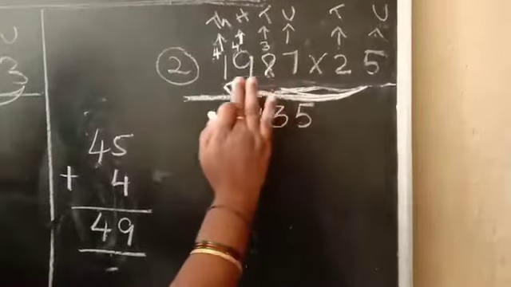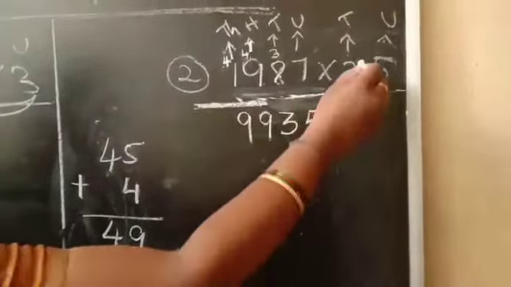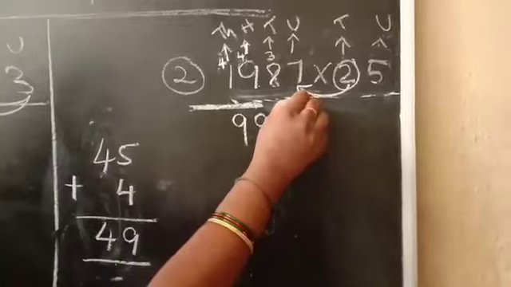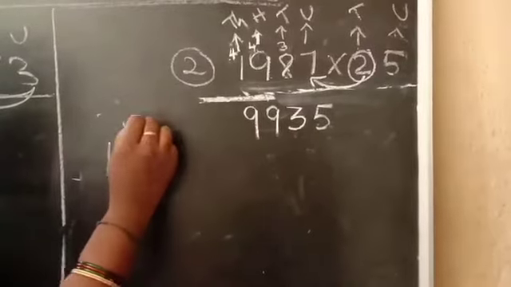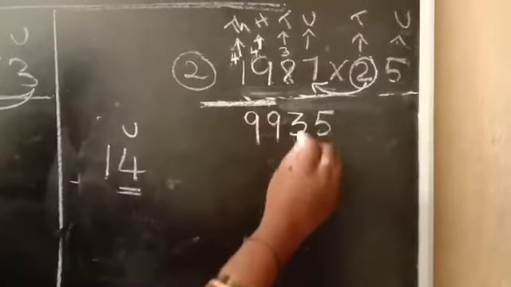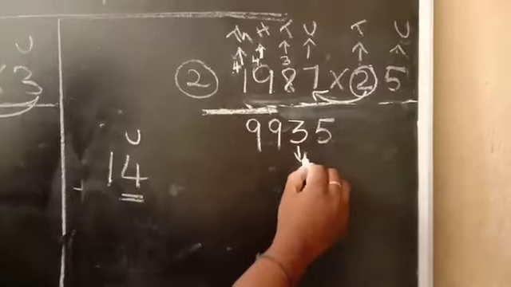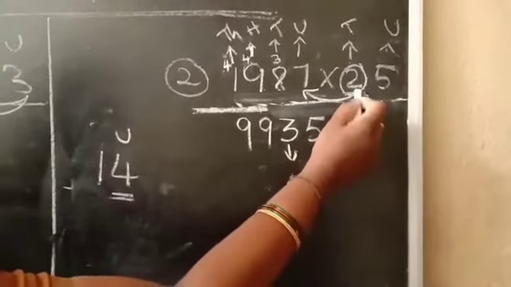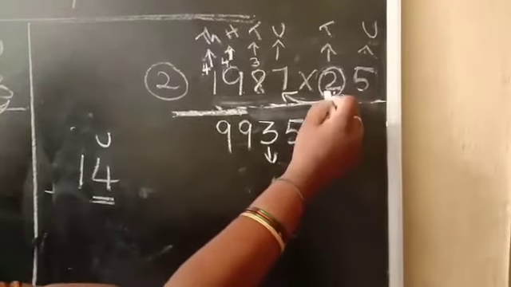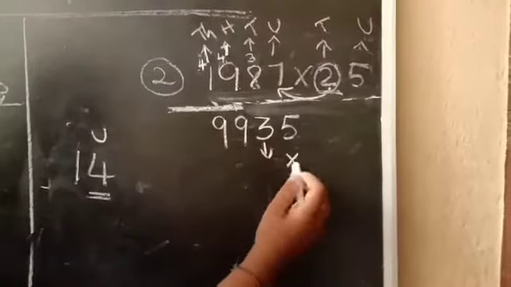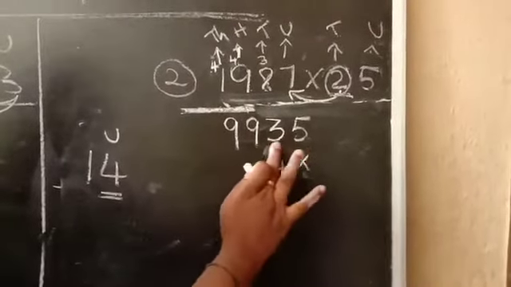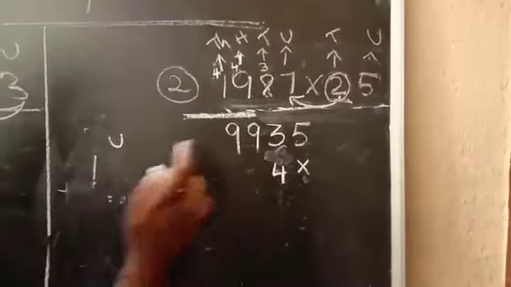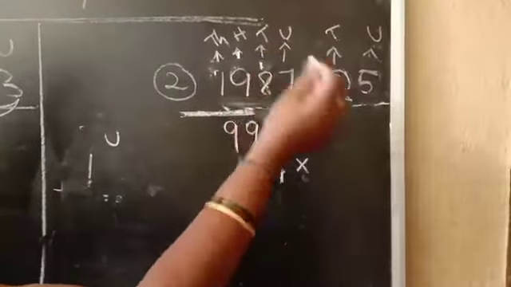Then we are going to multiply the tens place. In tens place we have 2. 2 into 7, 14. So 14, 4 is there in unit place, but we are going to write it in the tens place. Why? Because 2 is there in tens place, the value is 20. So here we are not going to write any number, we'll start from tens place. This 4 should be written in tens place. 1 should be carried on tens place here.